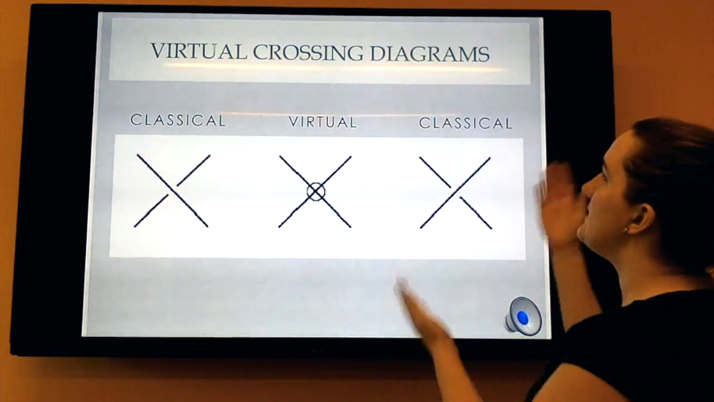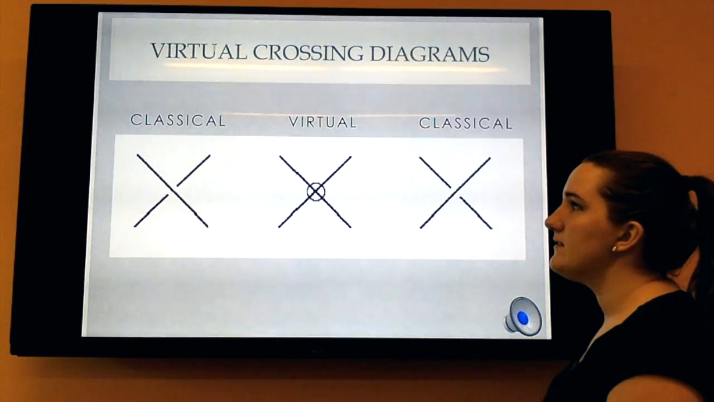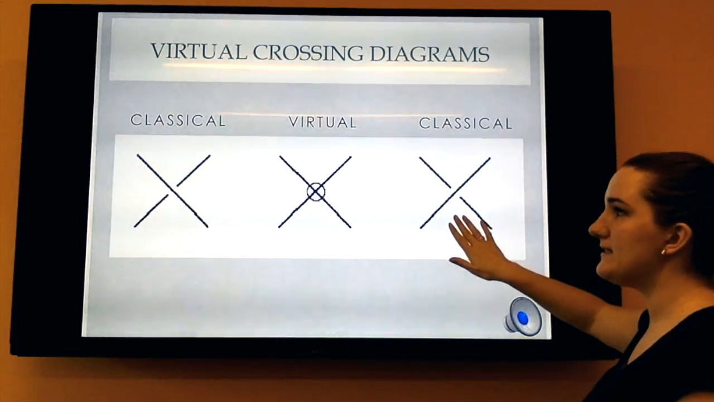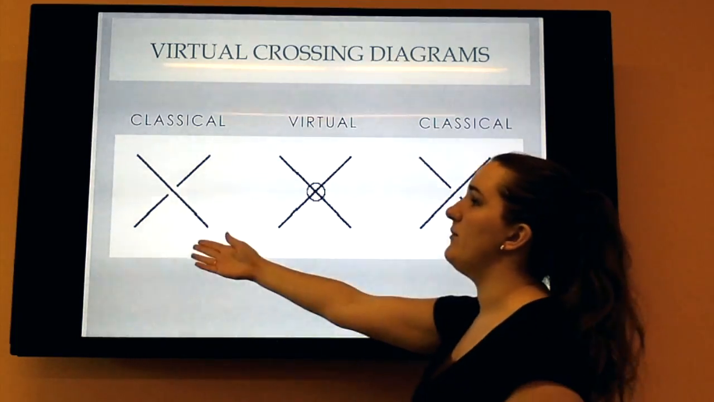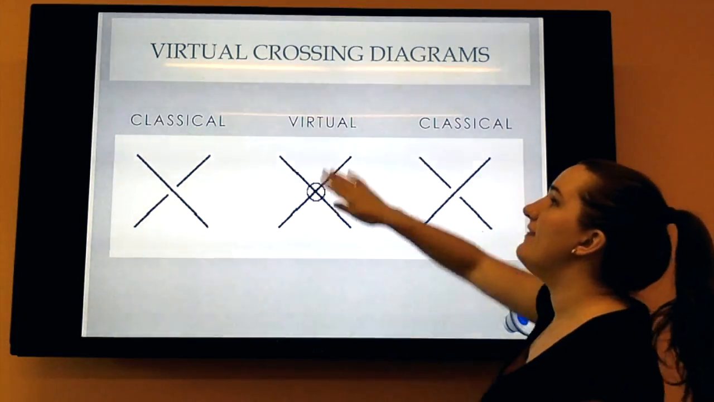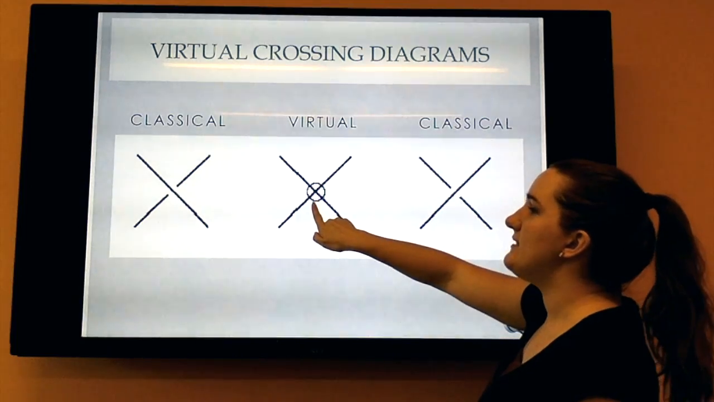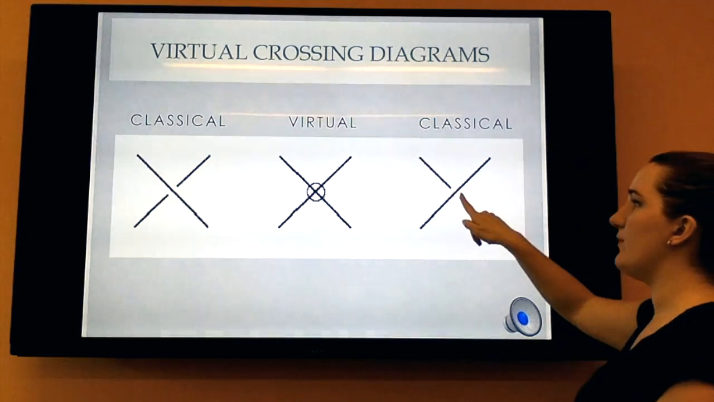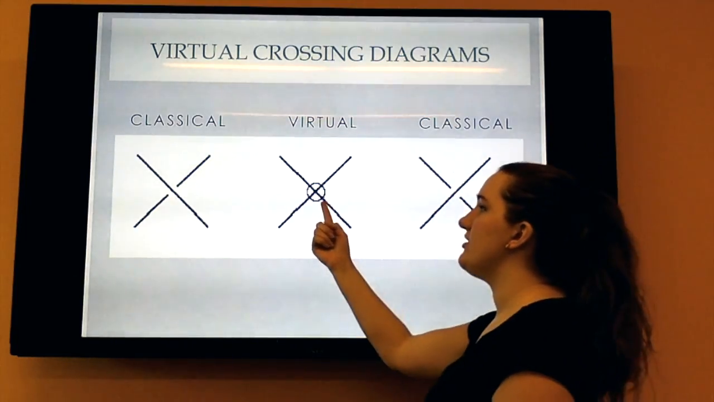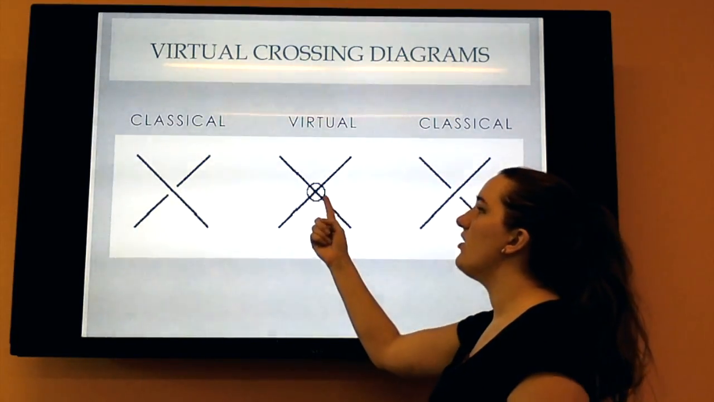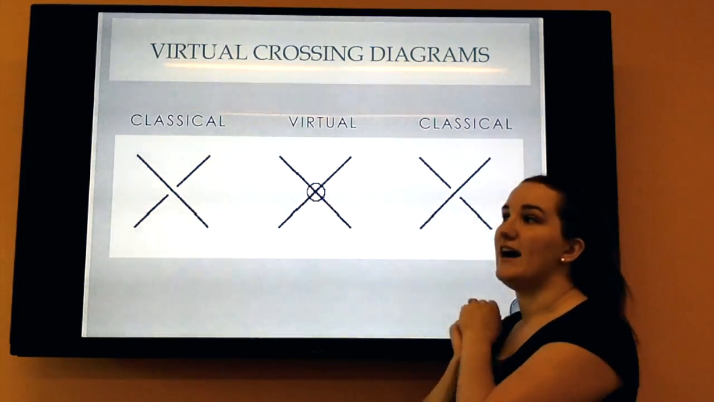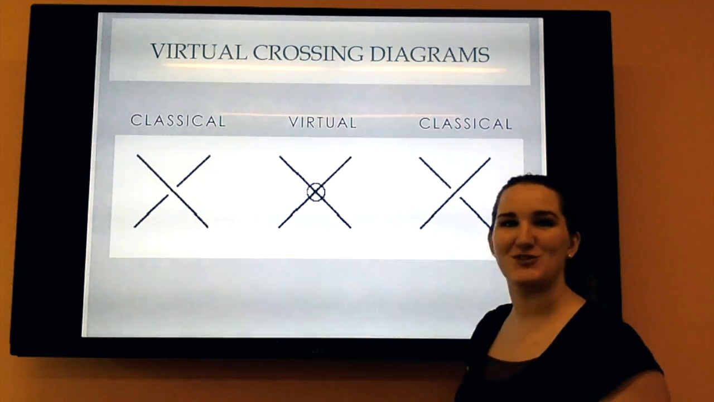Here are some diagrams of virtual crossings. We have the two classical crossings on the left and the right. These would be on the same side of the plane. And then for virtual crossings, the diagram has just an X instead of a gap like we normally draw. In addition to making it just an X, we also draw a tiny circle around it to show that it is unnatural. It's not a normal classical crossing.